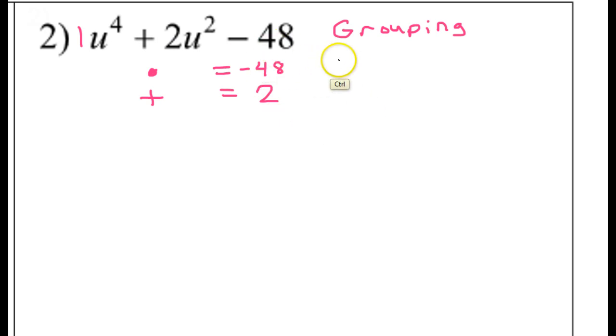Now, let's make our list based on the product. So I'm just going to look at this 48. And I want a list of all of the ways I can get 48. Okay, so for example, 1 times 48, 2 times 24, 3 times 16.